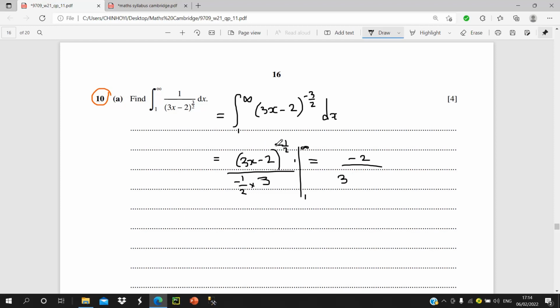Then let me take this power of negative half, and you know the power of half is root. So if this negative goes downwards, it will be the square root of 3x minus 2. Then we substitute the limits from 1 up to infinity.